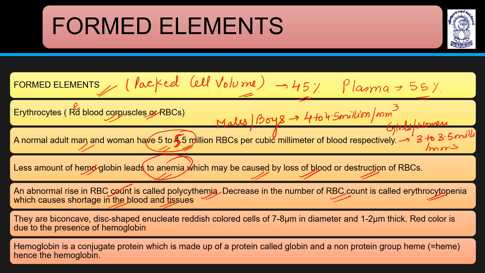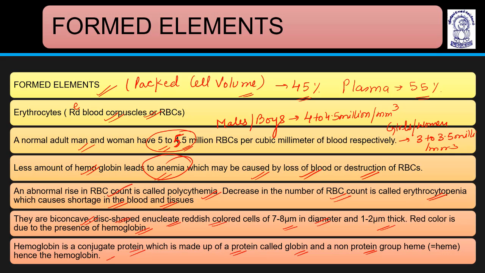RBCs are biconcave, disc-shaped, enucleated, reddish-colored cells of 7 to 8 micrometers in diameter and 1 to 2 micrometers thick. Red color is due to the presence of hemoglobin. Hemoglobin is a conjugate protein which is made up of a protein called globin and a non-proteinaceous part, that is the prosthetic group, heme.